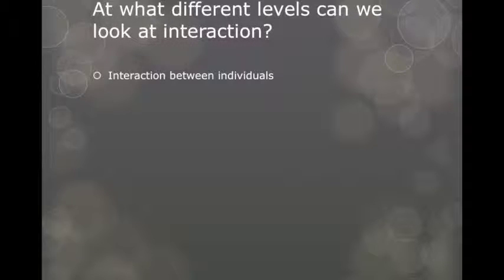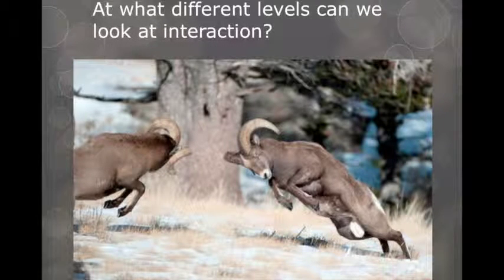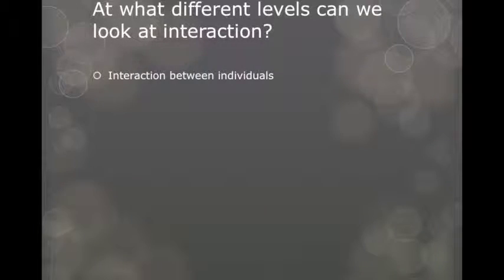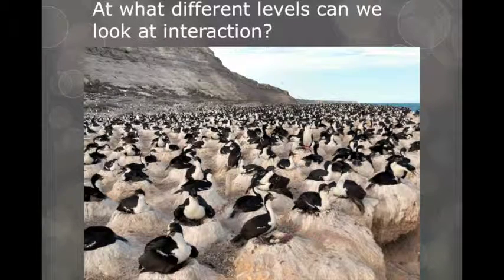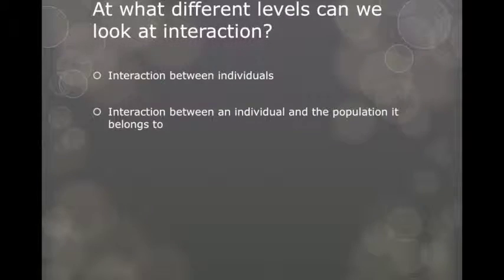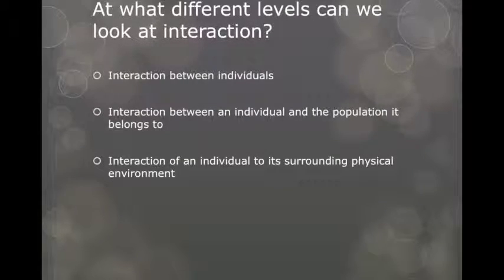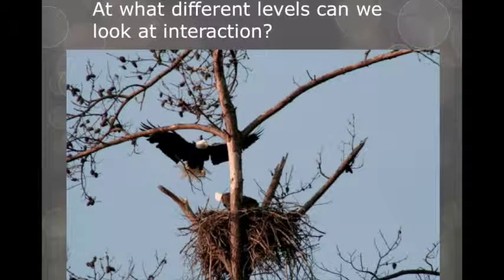Well, we can look at interaction between individuals. For example, two male bighorn sheep competing for a mate. We can look at interaction between an individual and the population it belongs to. For example, colony nesting birds competing for nesting habitat. We can look at interaction of an individual to its surrounding physical environment. For example, bald eagles choosing particular trees to build their nests in.